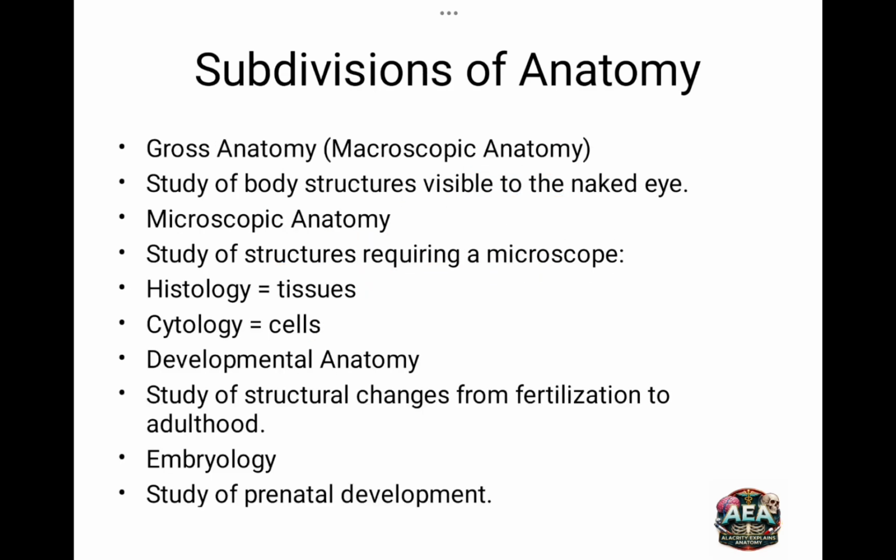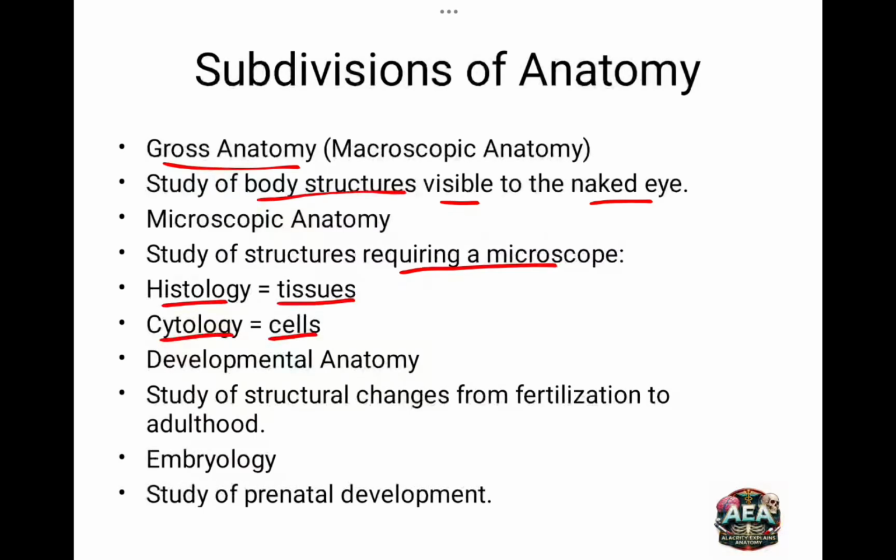So, what are the subdivisions of anatomy? Anatomy is subdivided into several parts. We have gross anatomy, which involves the study of body structures visible to the naked eye. Then we have microscopic anatomy. Here, it involves the study of structures requiring a microscope. You need a microscope to aid you to see, and it's divided into two. We have histology, the study of tissues. We have cytology, the study of individual cells.